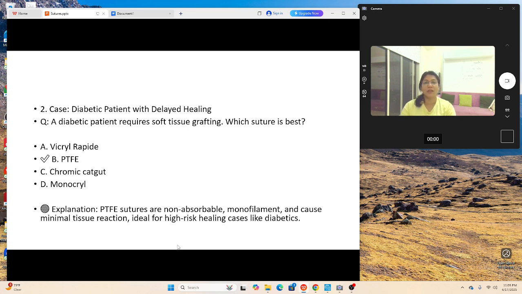And when you're putting a graft, you really want the graft to be there until it's assimilated and accepted by the body, which again would take time. On top of that, if there is a delayed healing, it complicates my matter. Understood? That is why I'm using something which has a good tensile strength and is not absorbable.